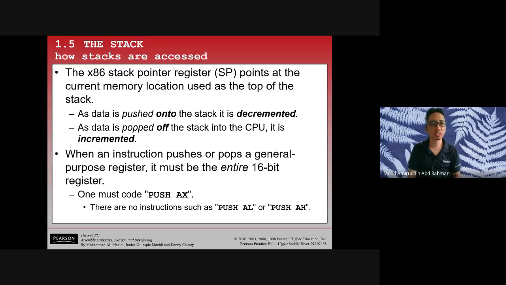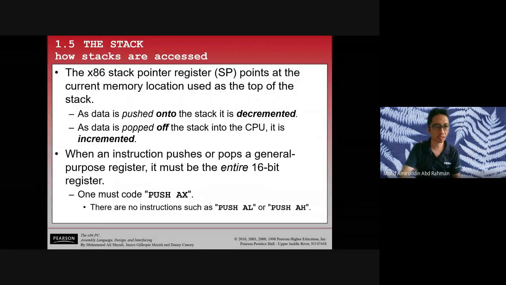So when an instruction is used for a general purpose register, it must be the entire 16-bit register. For example, we do the code of push AX. AX is a 16-bit register, so there is no instruction such as push AL or push AH. It works only on the 16-bit register. So what happens if you push AL? It will be an illegal instruction.